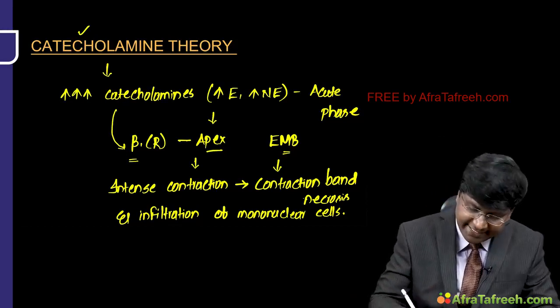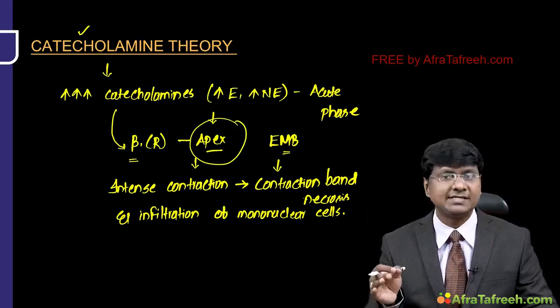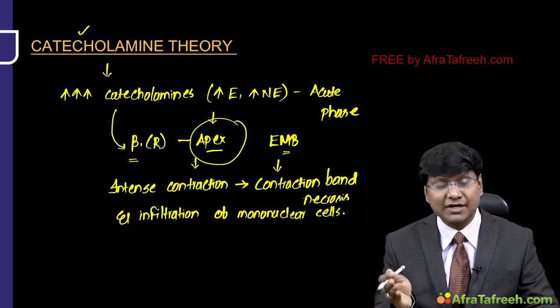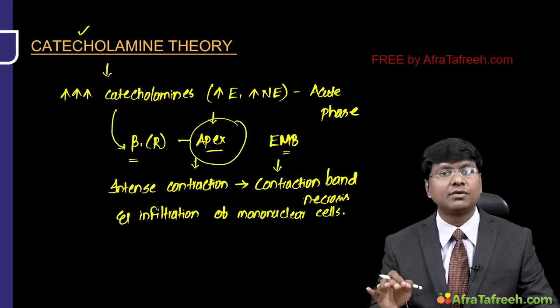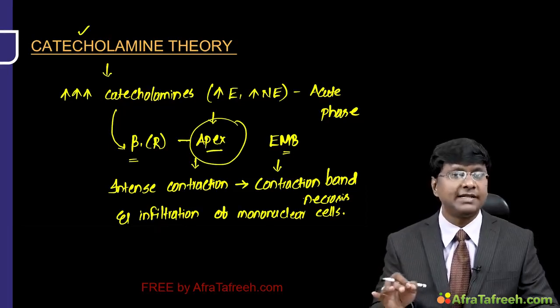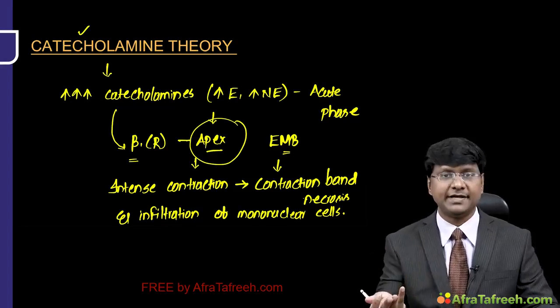Because it is the apex which is maximally affected, the apex where there is contraction band necrosis will get ballooned out. Okay, and that apex which is ballooned out becomes hypokinetic or akinetic, whereas the base of the ventricle will be hyperkinetic.